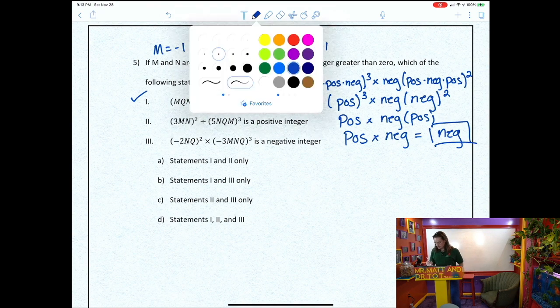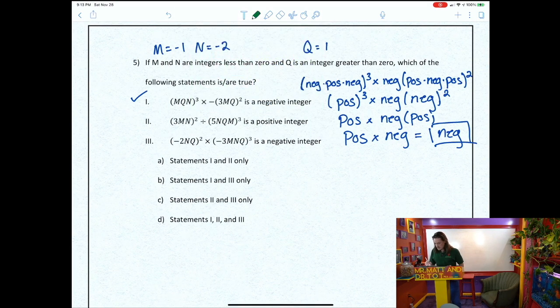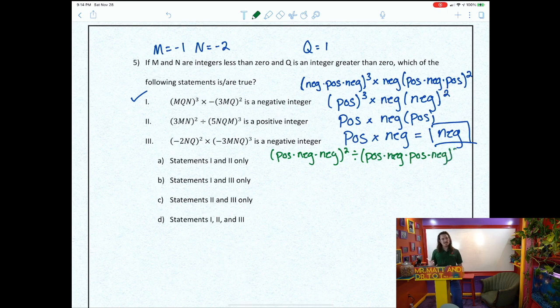Statement 2, we have 3, which is positive, times m, which is negative, times n, which is negative, quantity squared, divided by 5, which is positive, times n, which is negative, times q, which is positive, times m, which is negative, quantity cubed. A positive times a negative is going to be positive. That's going to be a positive squared. A positive times a negative times a positive times a negative. There are two negatives involved there, so they're going to cancel out, and that's going to turn positive. Oops, excuse me, that's a positive number to the 3rd power.